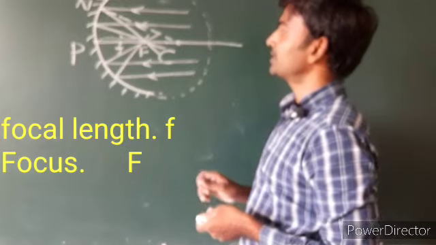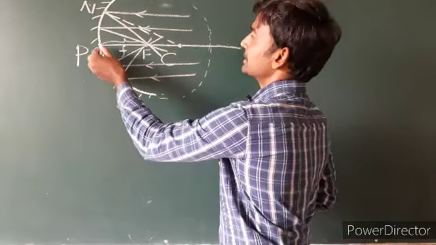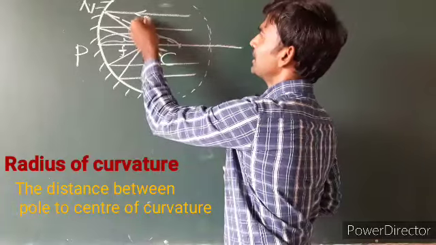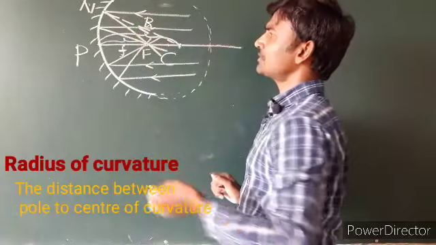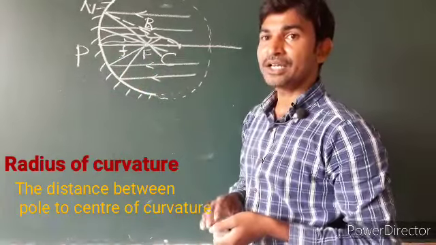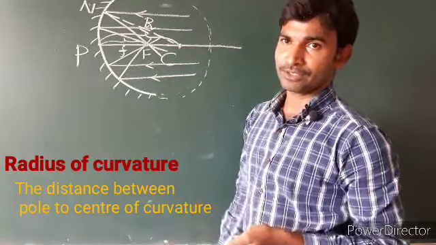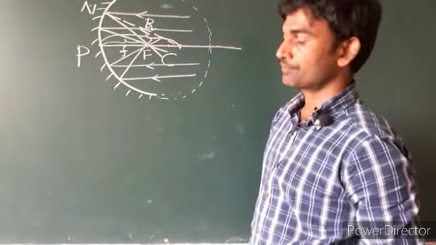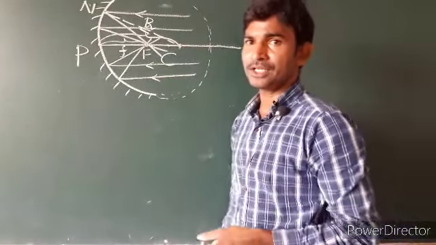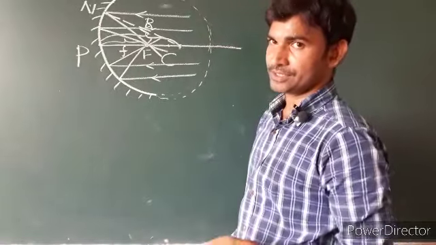Right. And the next one: the distance between the pole and the center of curvature is called the radius of curvature. So these are all the basic terminology regarding curved surfaces.